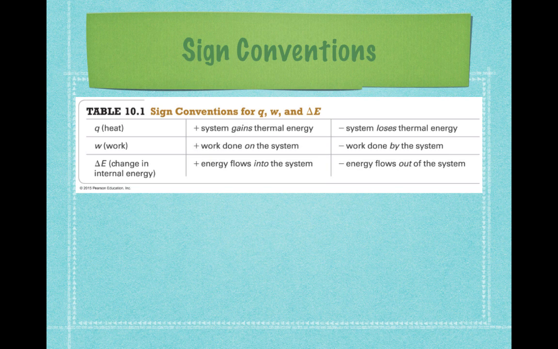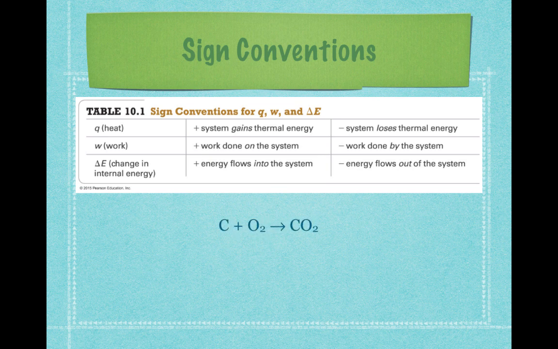Anytime we have a positive sign on either Q, W, or delta E, it indicates that the system is gaining those things. So it's either gaining heat, work is done on that system, or energy is flowing into that system. And if we take a look at the negatives, the negative for heat would mean that it's losing thermal energy, so something is cooling down or giving off heat. A negative for work would be that the system itself is doing work on something else, or in terms of delta E, energy is flowing out of that system.